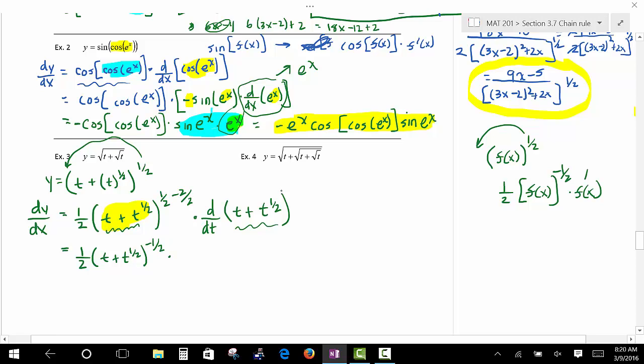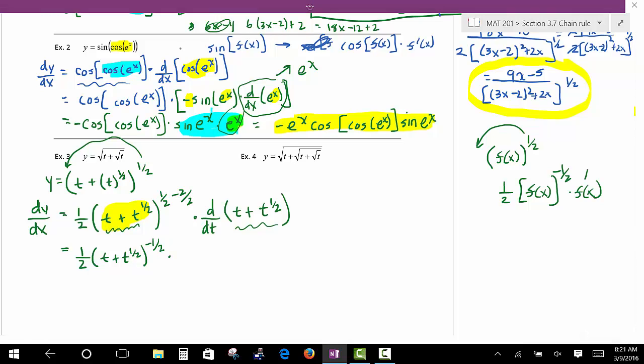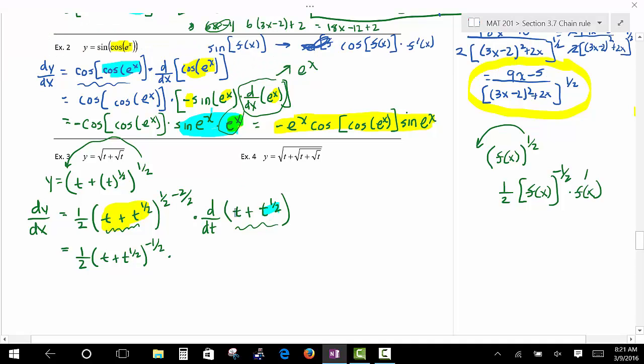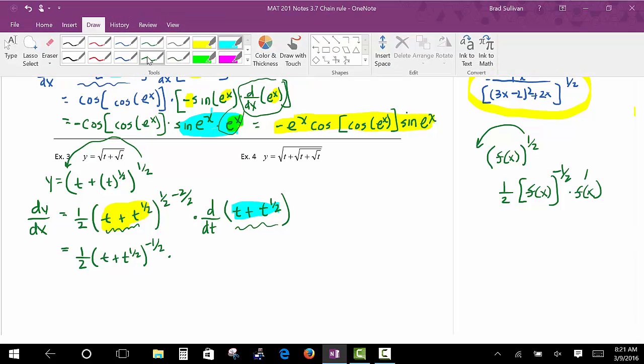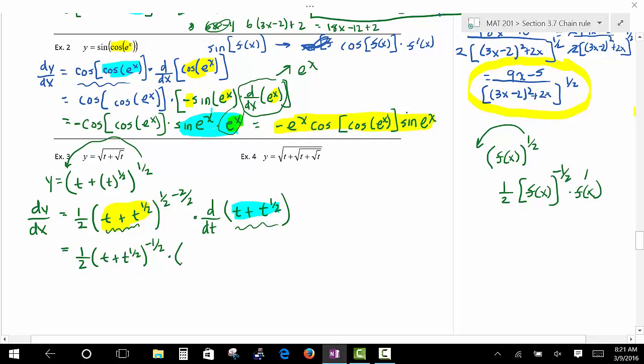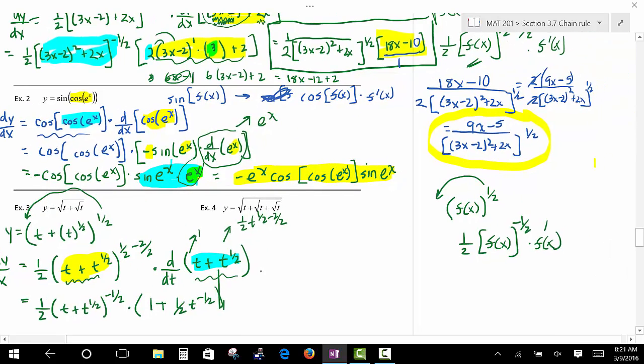Now let's focus totally on this derivative right here. That's just basic power rule stuff, right? So that should be a pretty easy thing to finish up. So the derivative of t is what? 1. And then this is power rule here, so that's what? 1/2 t to the 1/2 minus 1. So that would be 1/2 t to the negative 1/2 like that. Now that is your derivative right there.